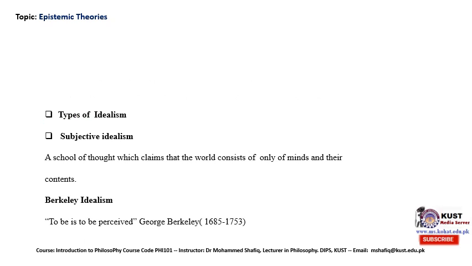Now, what are the further types of idealism? Philosophically, we have subjective idealism, objective idealism, and absolute idealism. According to subjective idealists, the world consists only of minds and their contents. Among them, we have the famous Irish bishop and philosopher George Berkeley, whose idealism is the best example of subjective idealism.